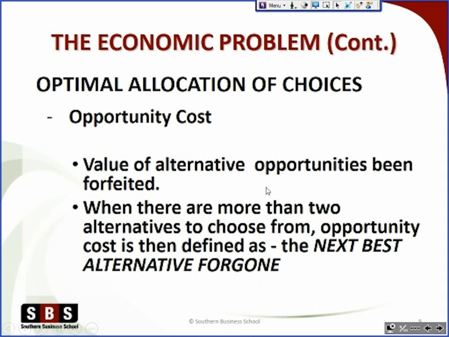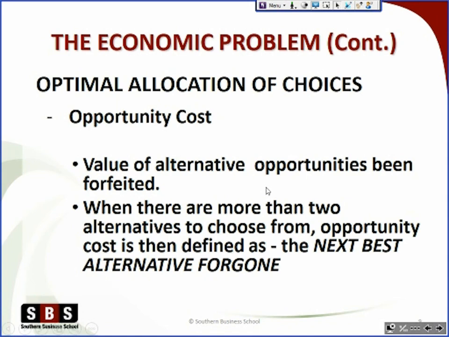Opportunity cost. You have to know what opportunity cost is. If you think in economic terms, it's the value of alternative opportunities being forfeited. So that means if you take your money and you buy something, it must give you the same or a better return as what you can buy something else with. So it's the value of alternative opportunities that's being forfeited. That is the definition of opportunity cost.